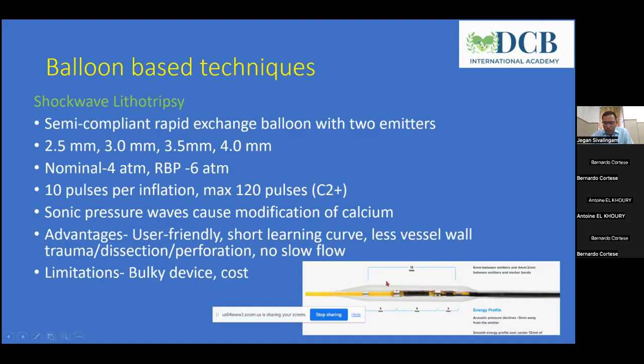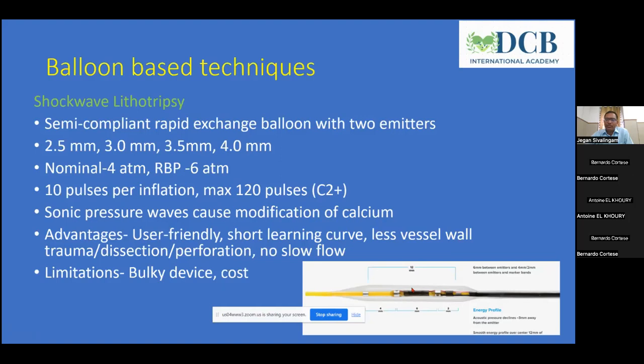So it has two lithotripsy emitters. We can see this is one and this is one, and these are the radio opaque markers. It has a console and it emits the lithotripsy energy. Then the balloon is filled with contrast and saline in 1:1 ratio. So it creates high pressure supersonic waves inside the coronary artery, which generates up to 50 atmosphere pressure equivalent.